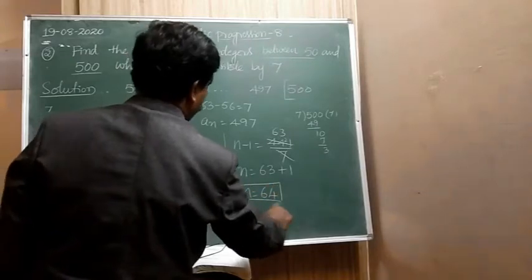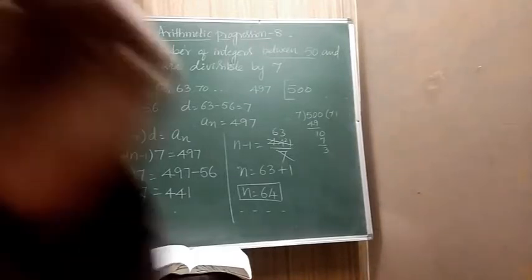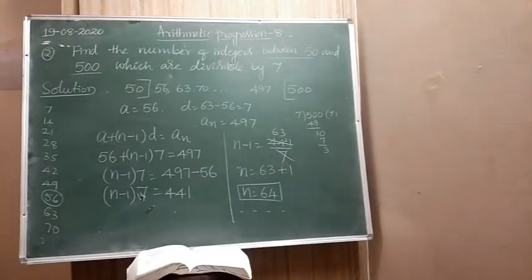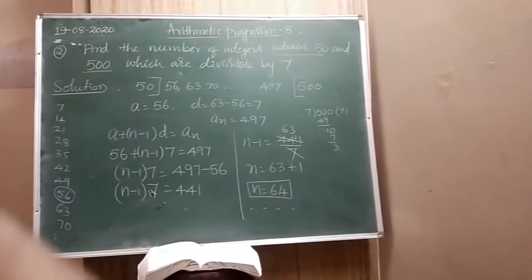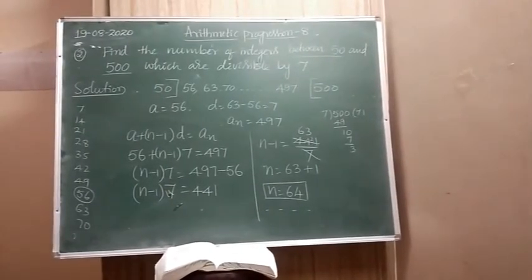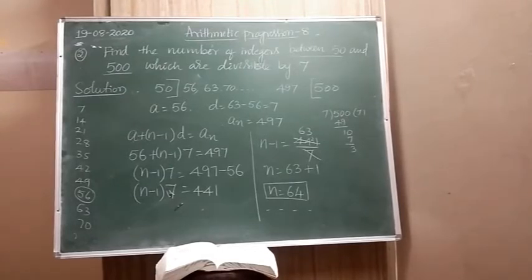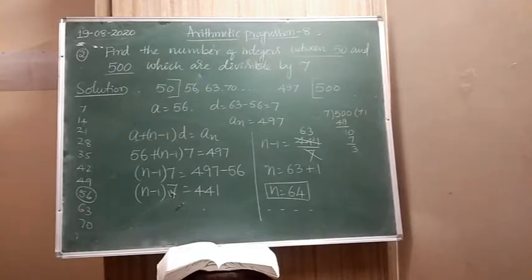So same conclusion you should write. Therefore, the numbers which are divisible by 7 from 50 to 500, how many numbers are there? There are 64 numbers. Clear? How to find the number of integers between what they asked and which are divisible by the numbers. Clear?